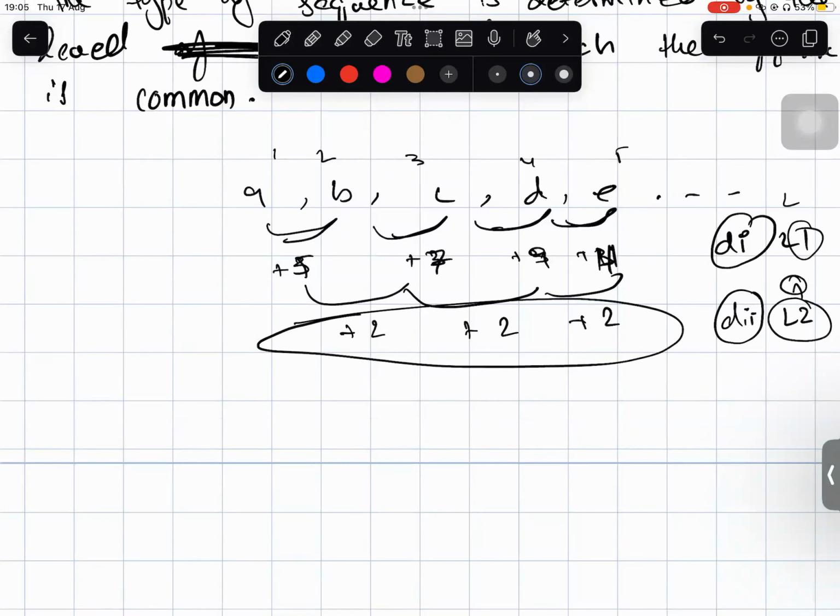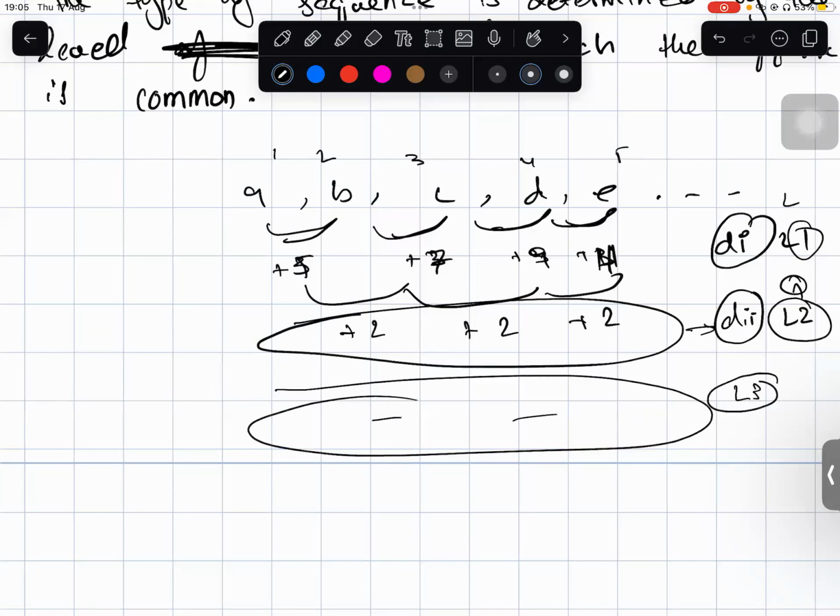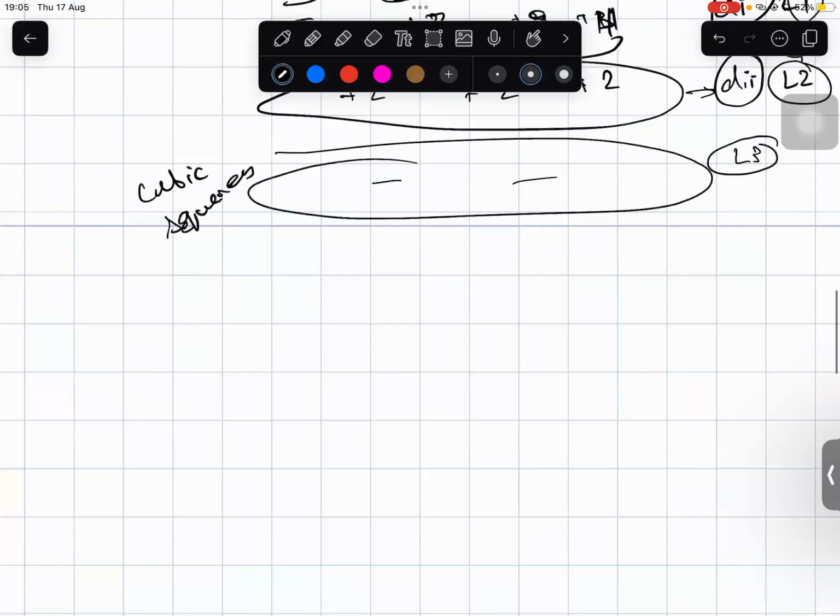And in cases where the difference is not the same even at the second level, we have to go to the third level. And if the difference is the same on the third level, those sequences are called cubic sequences. So are we clear on this? Yes. Okay, so this was the background knowledge that we were supposed to have. Now let's start with the linear sequence and do a couple of questions, and then we'll move on to quadratic.